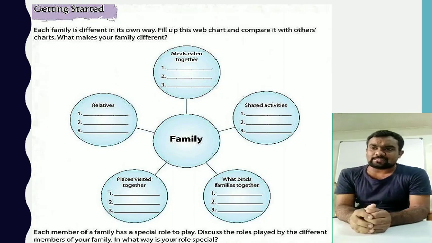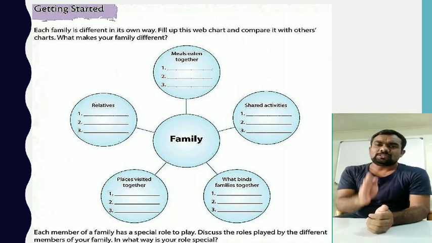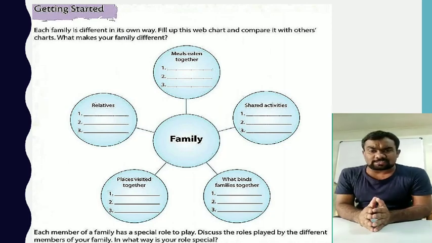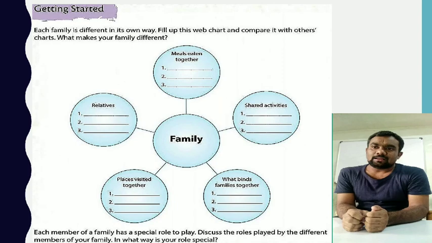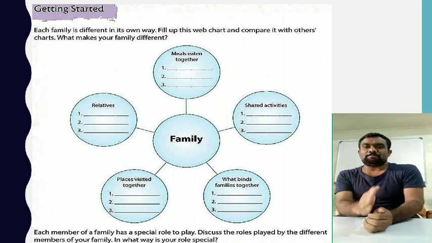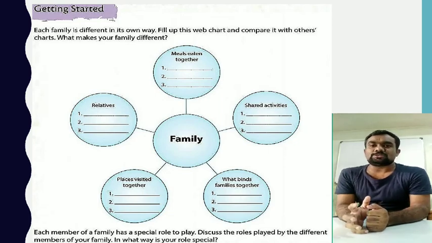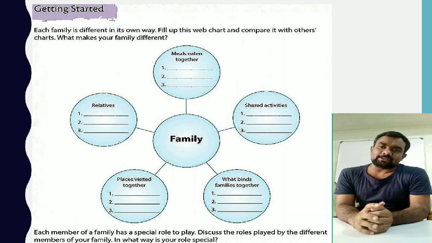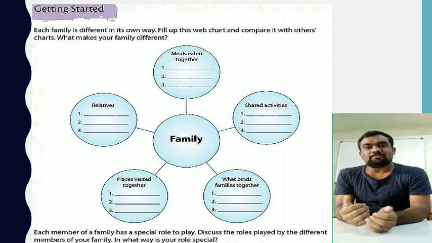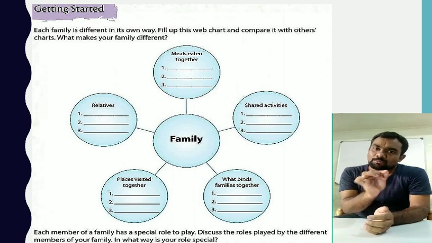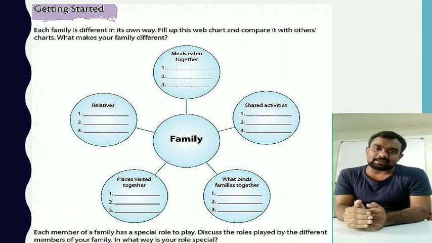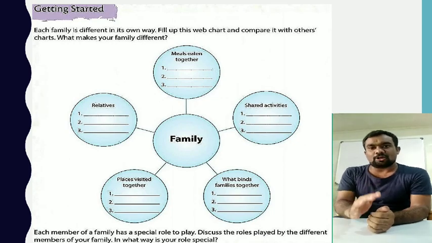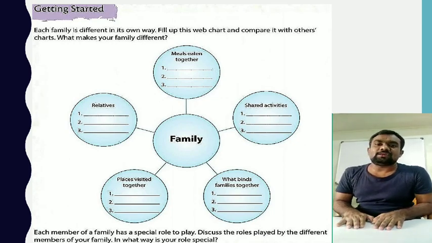So like that. Next is what binds families together. What is the reason that you all enjoy yourself together with your family? So three aspects of this you have to write. Then places visited together, how many places you have visited, how many tours you have done together with family, and you have enjoyed a lot. Three you have to write. Three columns are given, but how many you have done, how many you remember, which were the most memorable, that you can write here. Relatives, how relatives play an important role in your family, who are the close relatives and how they are attached to you and your family. So this activity you have to write in the notebook.